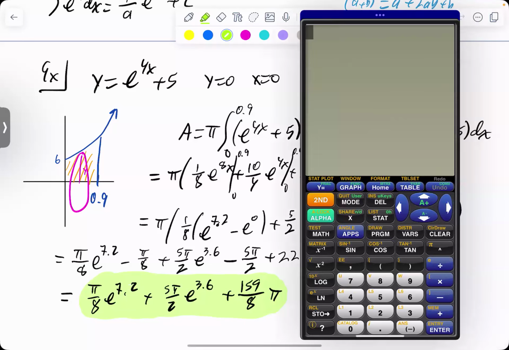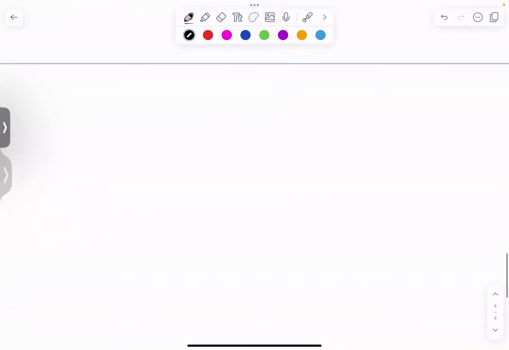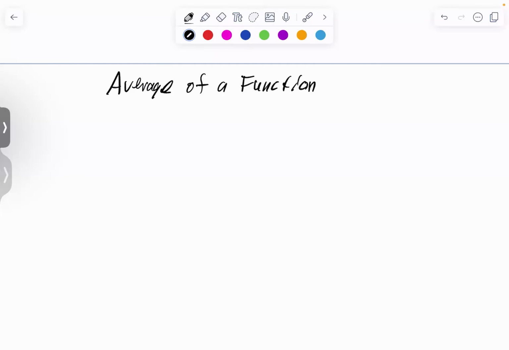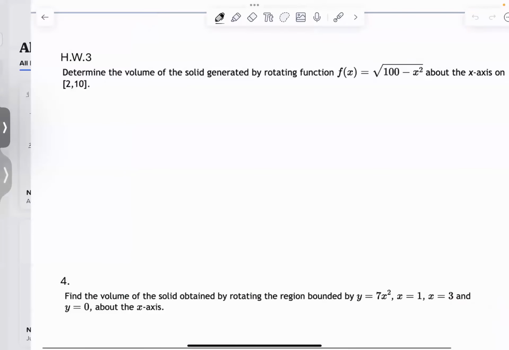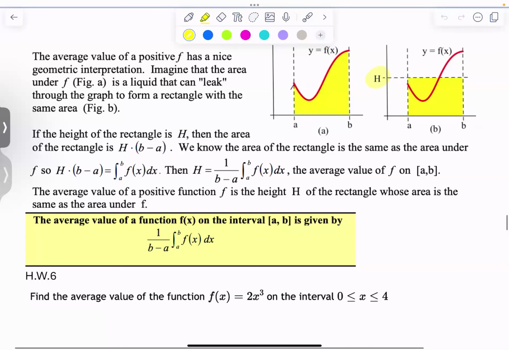All right, and that brings us to the last part of this section, which is finding the average of a function. And I'm going to switch back to our other screen. And so we have the average value of a positive f of x, and we have a nice geometric interpretation. And what we're looking for is the average height. That's the capital H that we see right there.